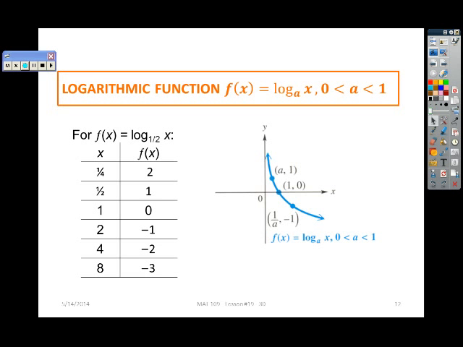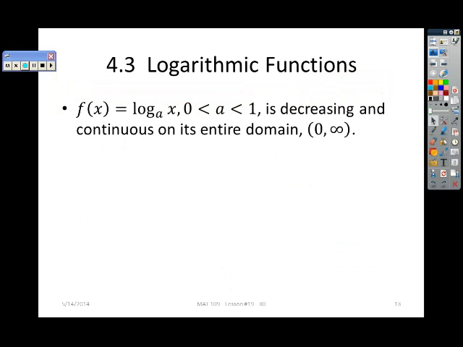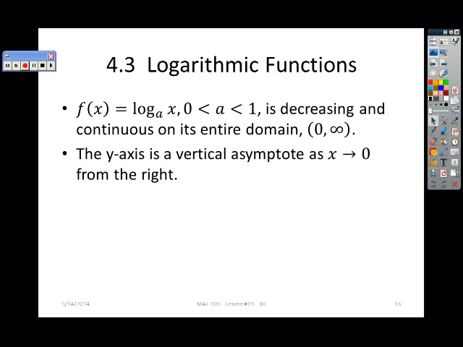It always goes to the point 1, 0, just like if a is greater than 1. It always goes through a and 1, and through 1 over a and minus 1. So it doesn't matter what the base is. The graph is going to go through 1 and 0, a and 1, and 1 over a and minus 1. This is continuously decreasing. It's continuous. The domain is 0 to infinity. The range is minus infinity to infinity. The y-axis is a vertical asymptote, but now as you get close, it's going to go to positive infinity rather than negative infinity.